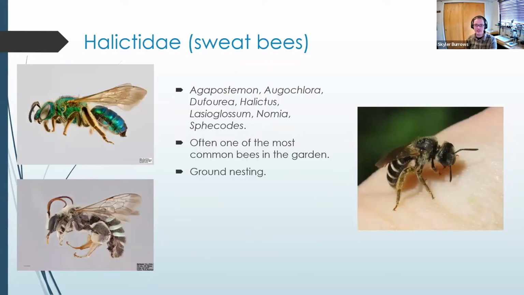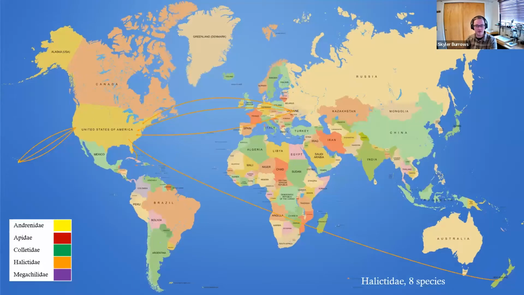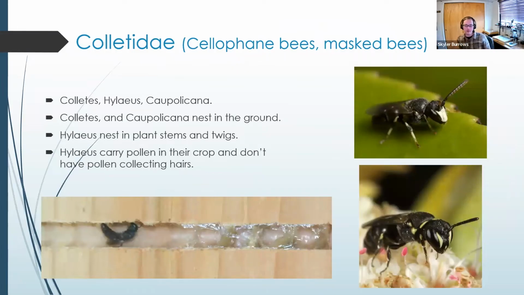Halictidae, very similar. A few more species of Halictidae have been introduced because they're much more common bees than the Andrenidae, but they're ground nesting, and so there aren't a whole lot of bees that have been introduced from that family. In the Callididae, we start getting into bees that are much more commonly invasive. The Calides and Copelacana in that group, we don't have to worry about, once again, ground nesting.